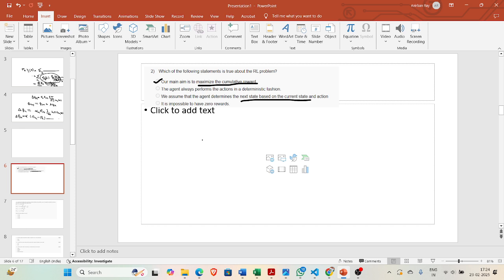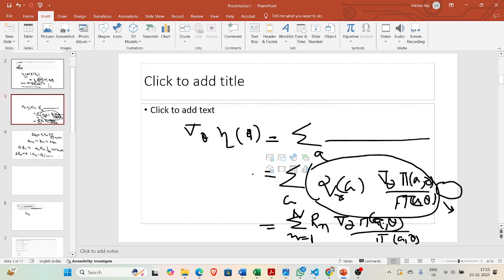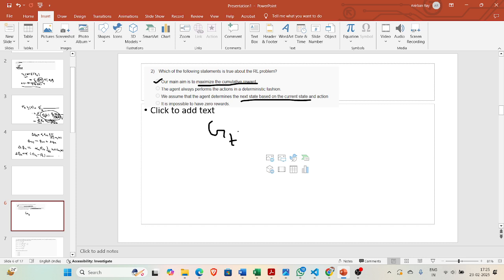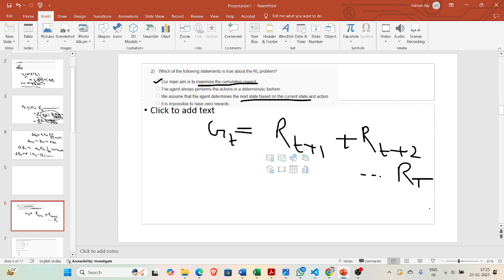So proceeding, I'll just write the equation of the return, which may be useful later in the subsequent questions. So this return is denoted by Gt. It is r t plus 1 plus r t plus 2 till r capital T, and capital T denotes the end time, which is non-deterministic. Actually it can end at any time. The value of capital T is not known.